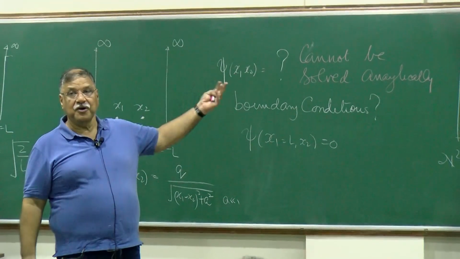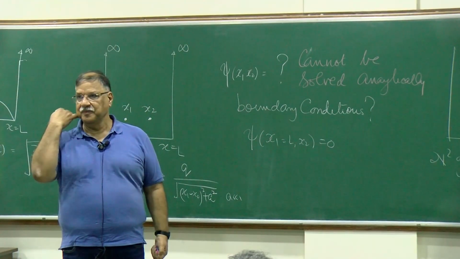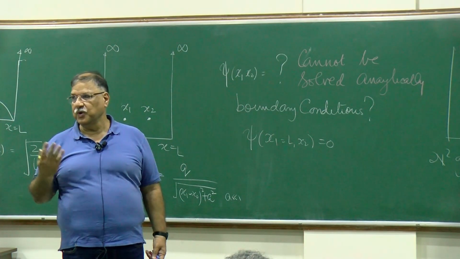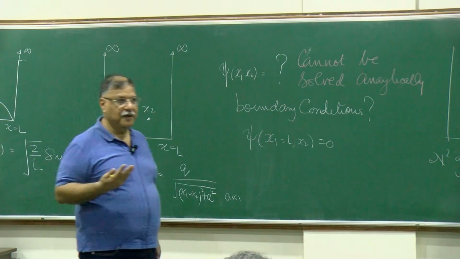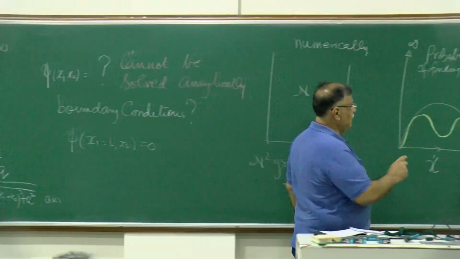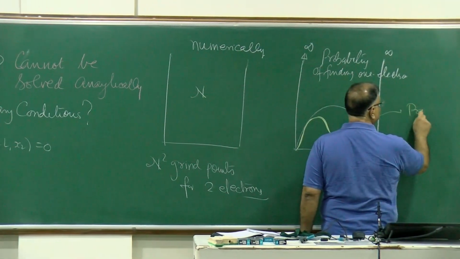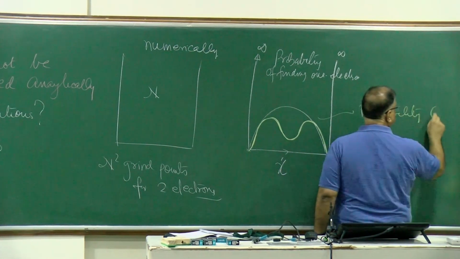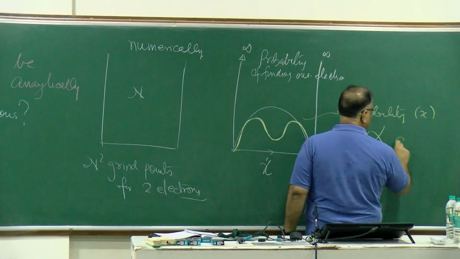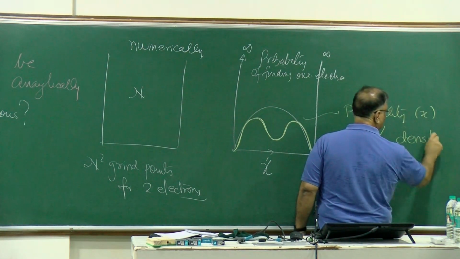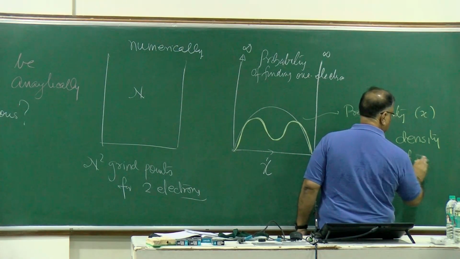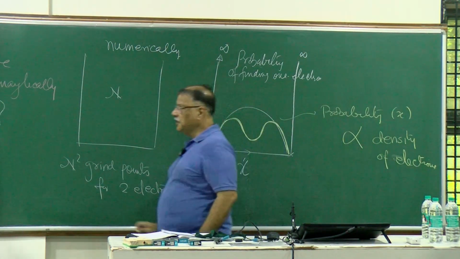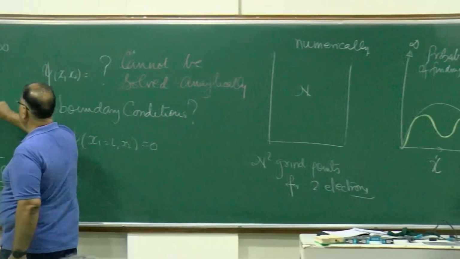I could not even think of plotting a wave function, but I'm plotting the probability. So why not use probability for doing your calculations? And what is this probability proportional to? Let's call it probability, calculated at x. This is proportional to the density of electrons. So you see here, I did not know what to do, right? I had no idea.